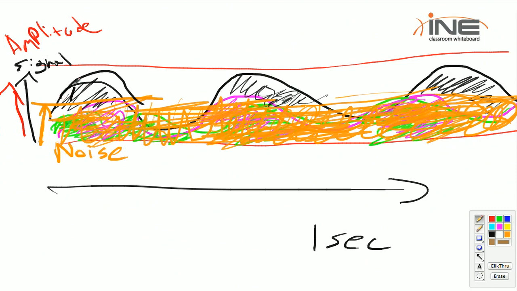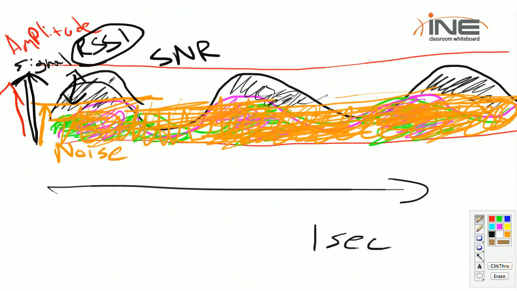The difference between the actual peak of my signal and the noise floor is what's going to be known as my signal to noise ratio. The actual overall signal is my RSSI, or received signal strength indicator. But the effectiveness of that particular transmission is only as effective as my signal to noise ratio. So RSSI, the received signal strength indicator, is an important thing to look at.